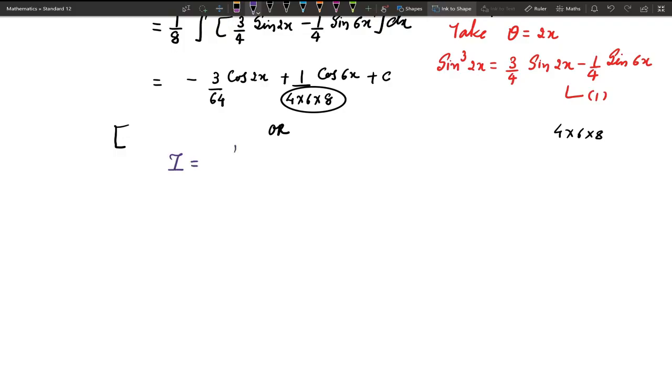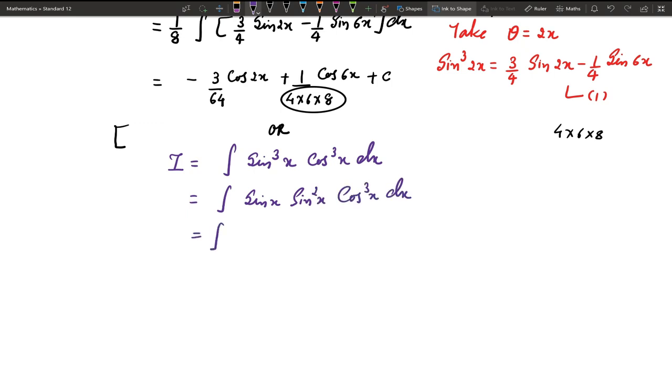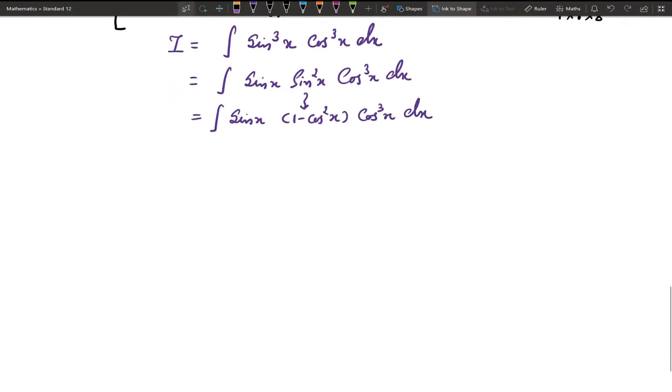Suppose we denote this by integration of sine cube x cos cube x dx. So this can be written as sine x into sine square x into cos cube x dx. So integration of sine x into (1 minus cos square x) into cos cube x dx. So now to integrate this thing, put cos x equal to t.